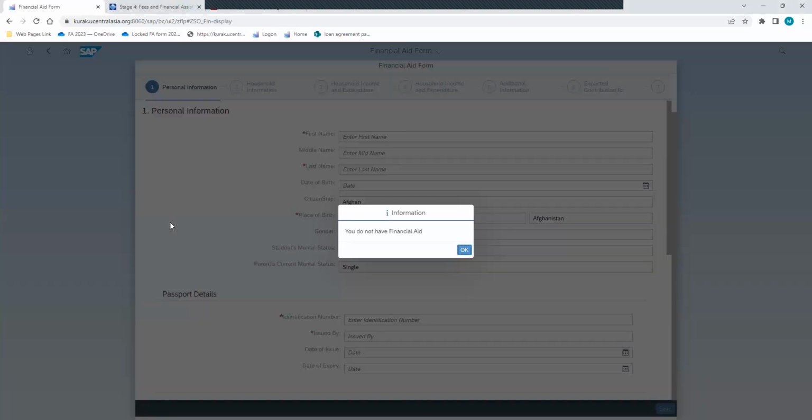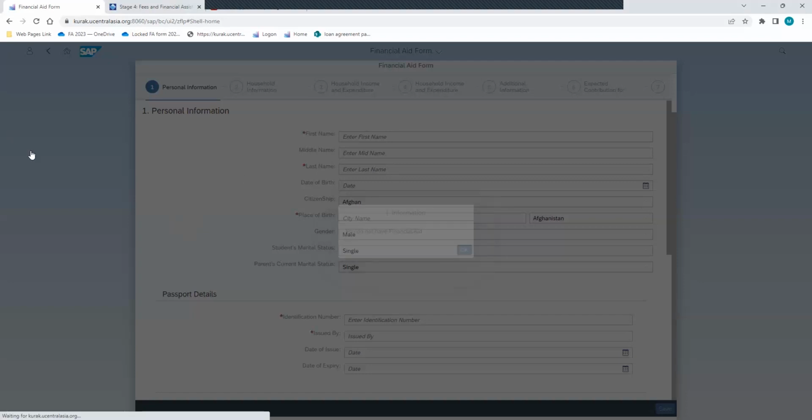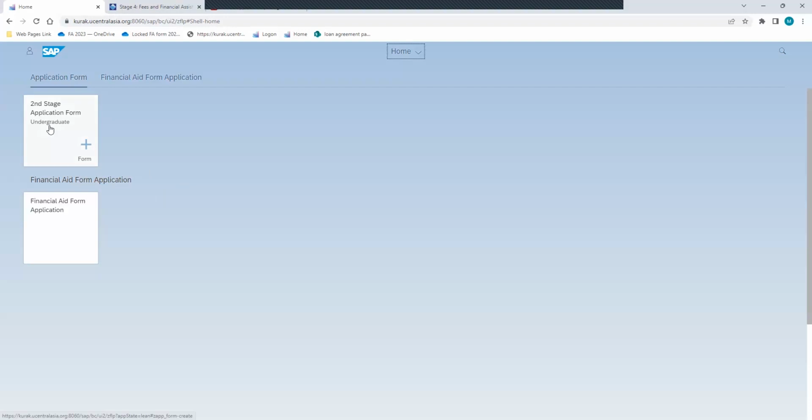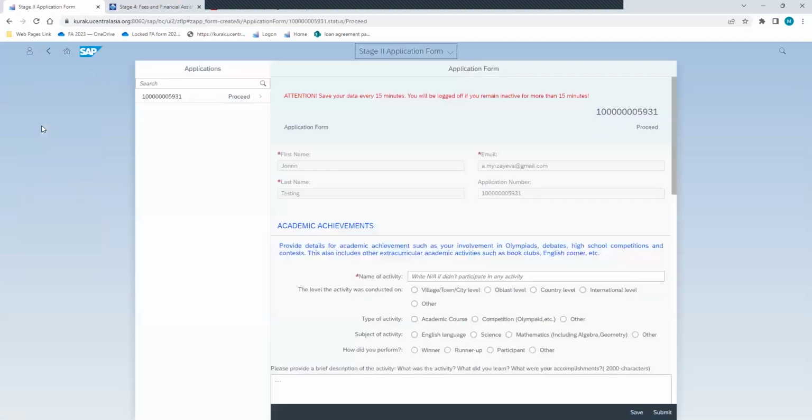See, I didn't go to the second stage and I just clicked on financial aid and it is saying that you do not have a financial aid form. Okay, so I'm not allowed. I'm clicking OK, it's pushing me back again. So I have to fill the second stage application form.